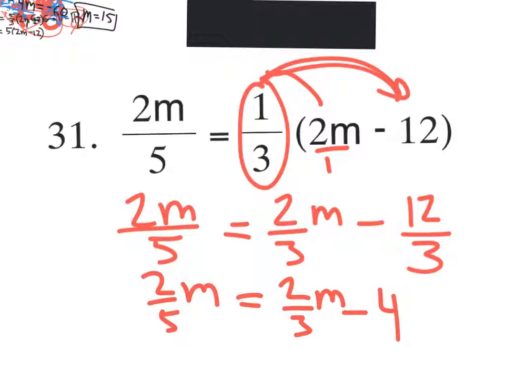But either way, you'd still have to get rid of fractions by multiplying everything by 5 to get rid of this fraction. And then you'd have to multiply everything by 3 to get rid of this fraction. Or again, you'd have to multiply everything by the LCD 15 to get rid of both fractions at the same time. So I think the easiest way to do it was the first way, where we simply multiply everything by the LCD right from the start.